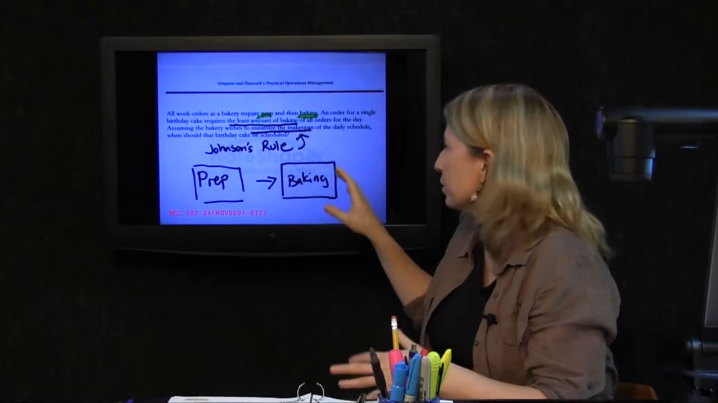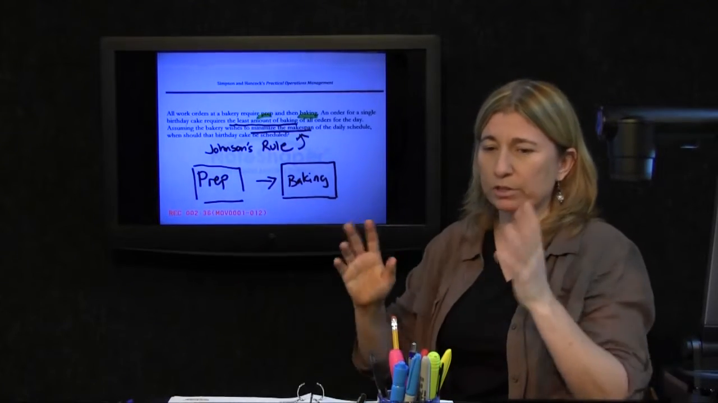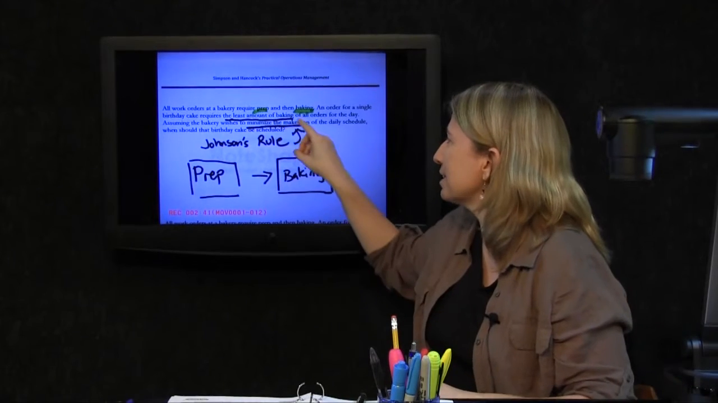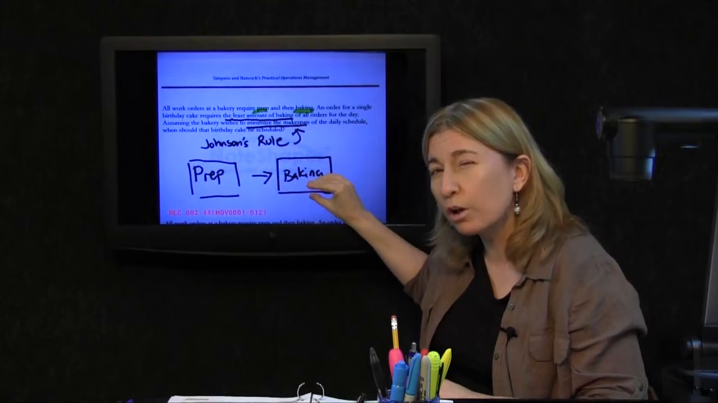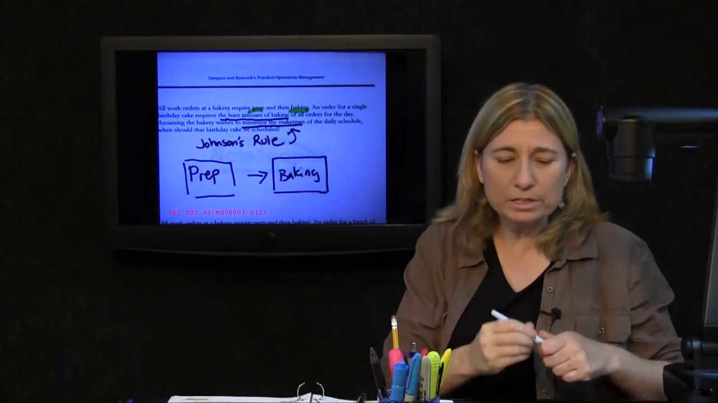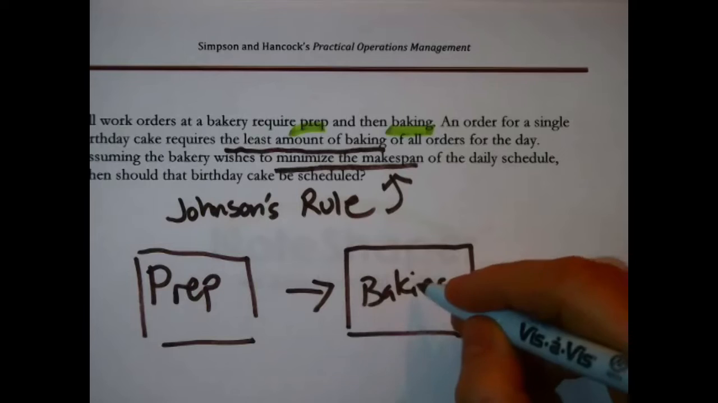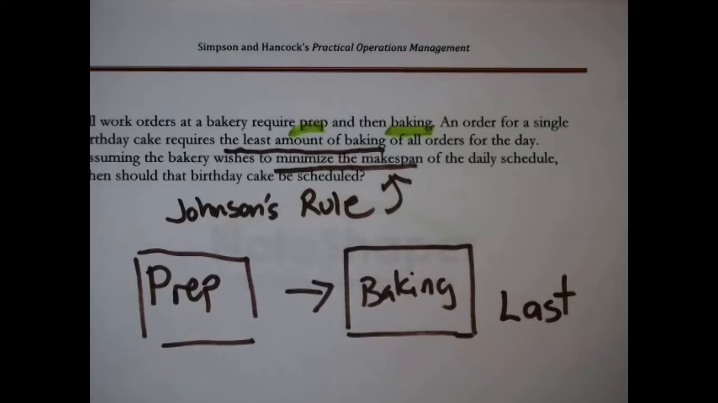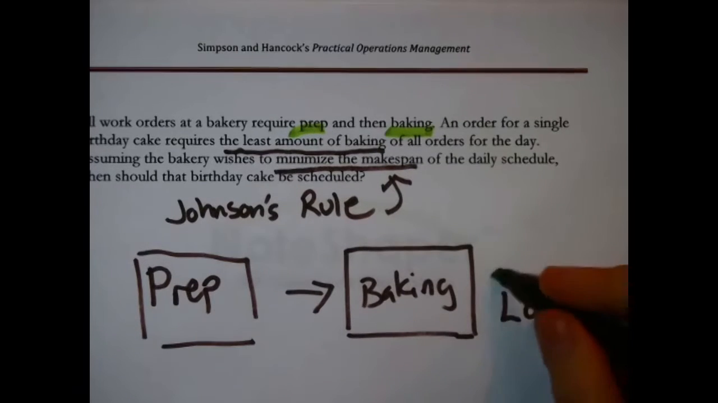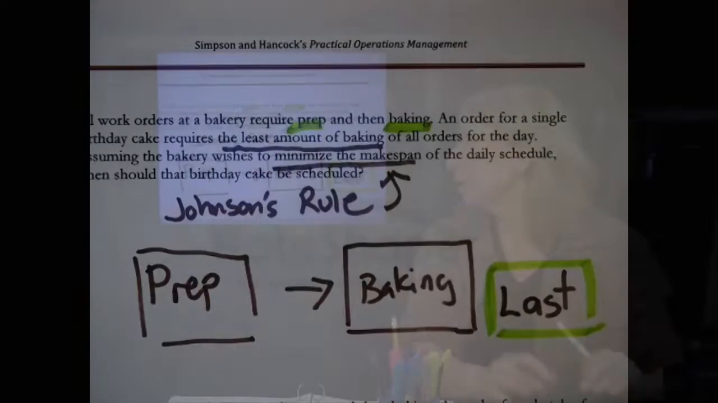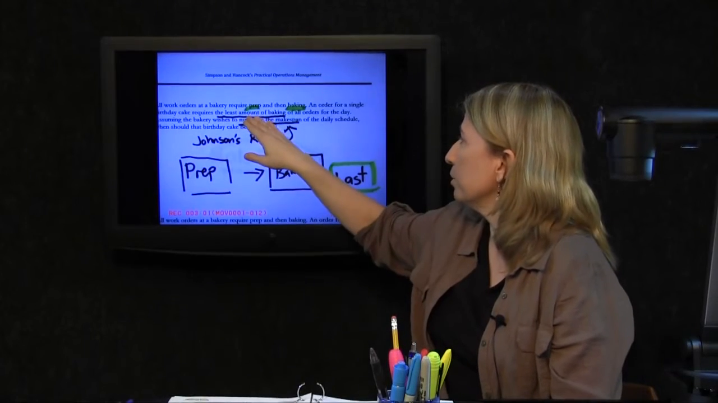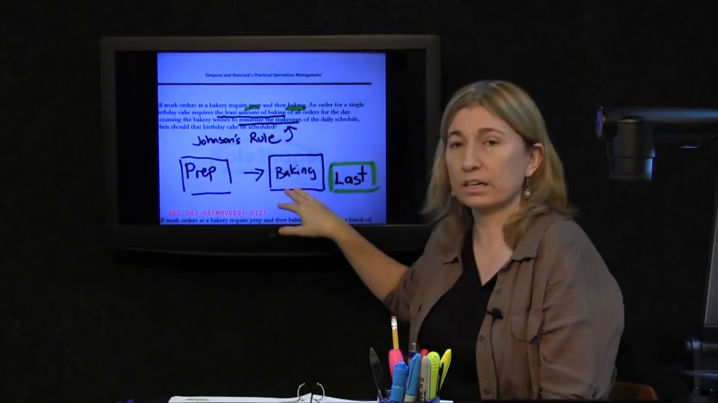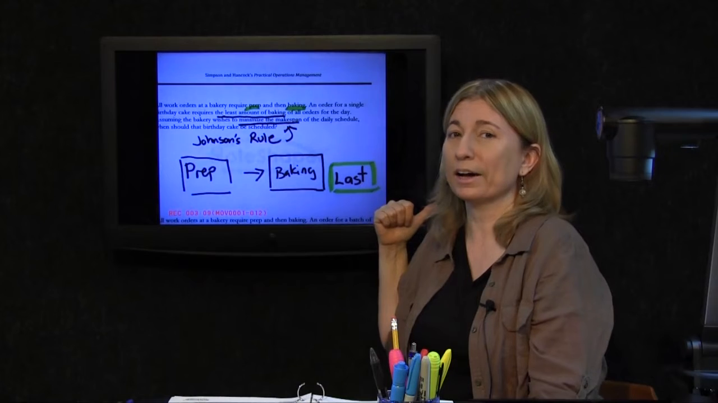Now, this question isn't telling you about all the different jobs. It just says about this one birthday cake. There's something specific about it, and it requires the least amount of baking, the absolute smallest amount of time. That means that since that's the second work center, if it was selected for that, you would want to schedule it last. The least amount of baking means, we didn't need to know what the actual number was. It's the smallest. That's the second work center. It goes to the back.